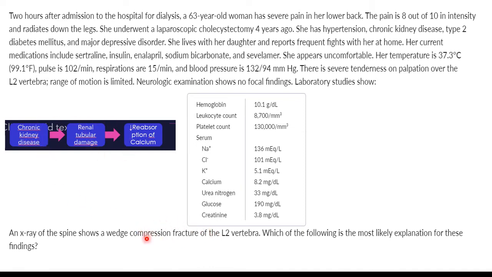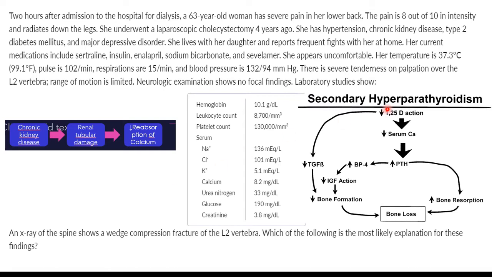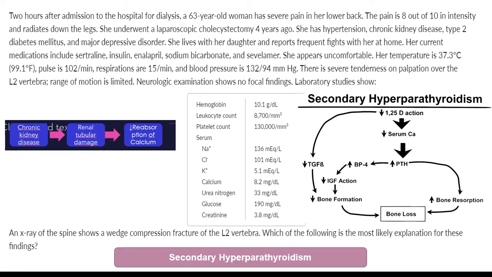As well, we have a bone disease, which can again be a sign of hyperparathyroidism, because we have increased PTH, which leads to increased bone resorption and bone loss. Therefore, the diagnosis is secondary hyperparathyroidism, because we have hypocalcemia, which leads to increase in parathyroid hormone secretion. And secondary hyperparathyroidism.